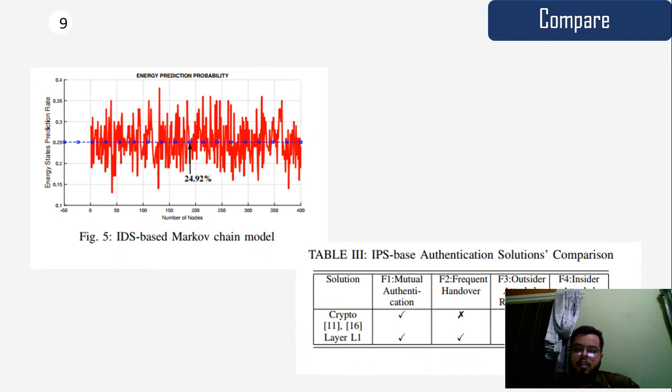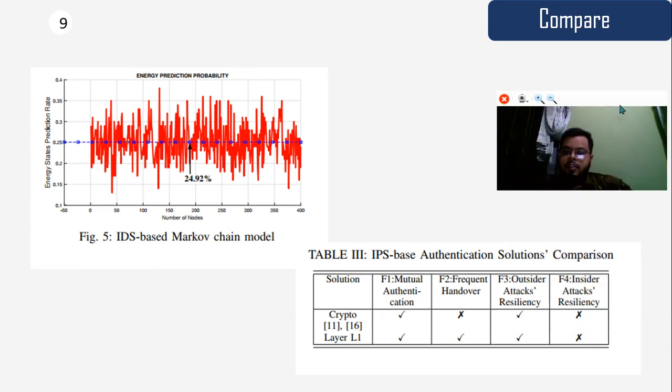Then we have comparing results actually. Then to better see, two comparisons have been done here. One is the IDS based Markov chain model, where we can see that our system works efficiently, 24.92% more than other related work. That is quite impressive.